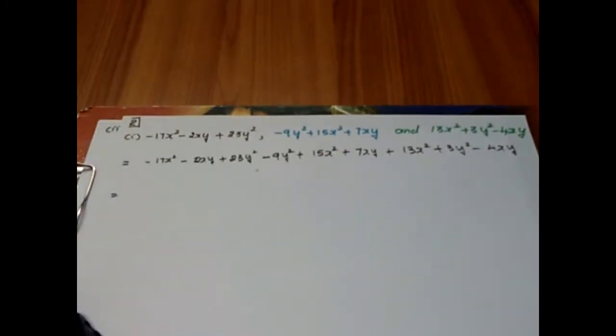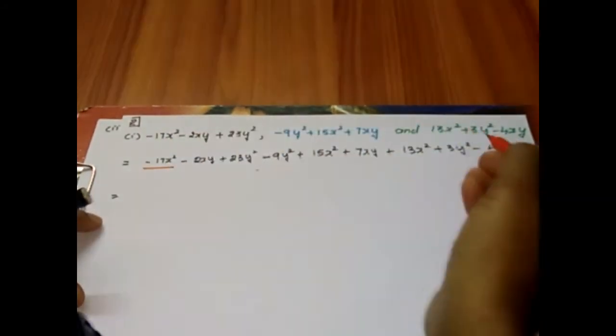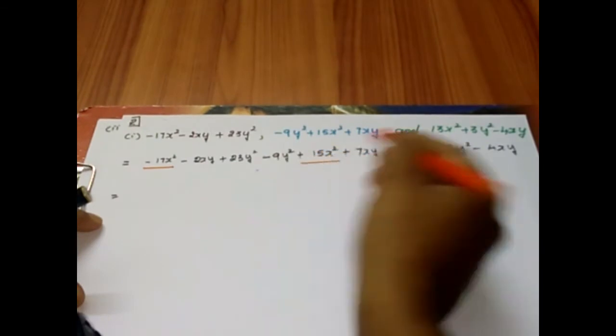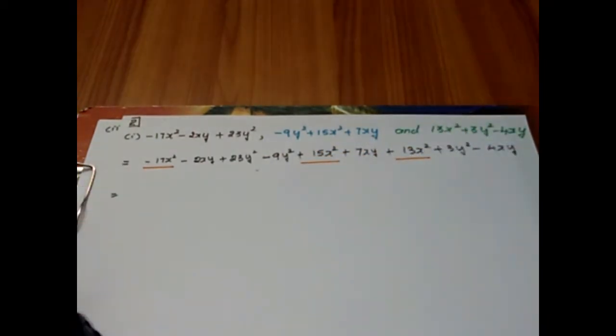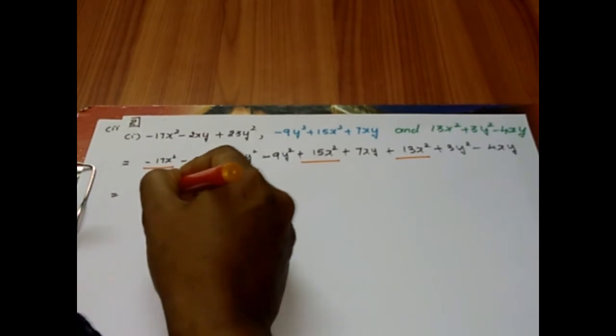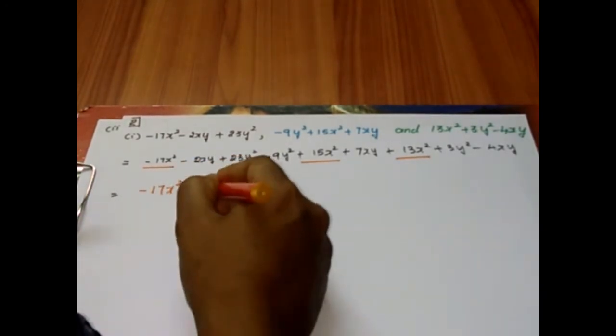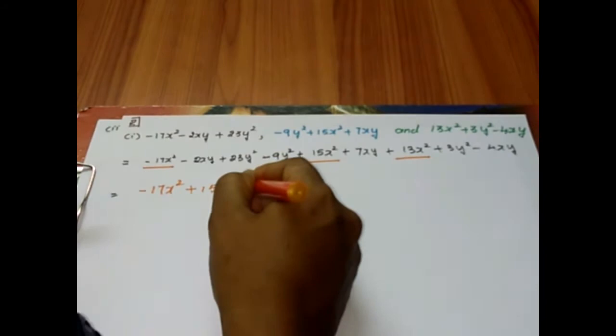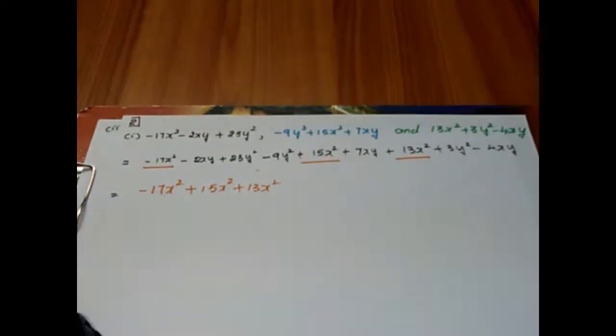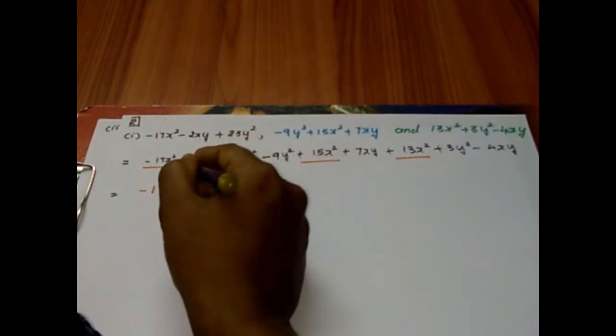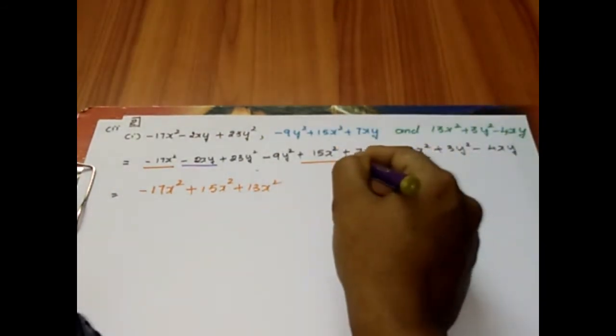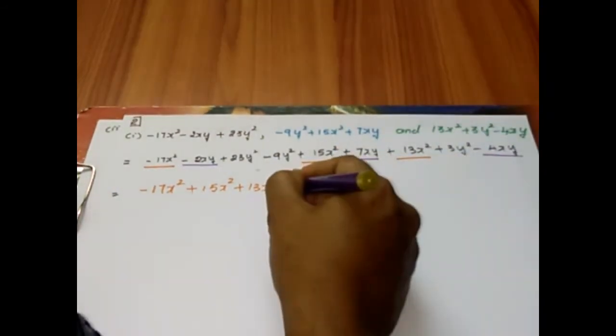Now what is my next step? To group the like terms. Let's identify the like terms. Minus 17x square plus 15x square plus 13x square. First group: minus 17x square plus 15x square plus 13x square. Next group of like terms, that is we have xy here. So minus 2xy plus 7xy minus 4xy.